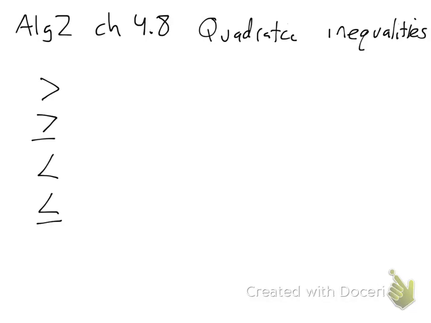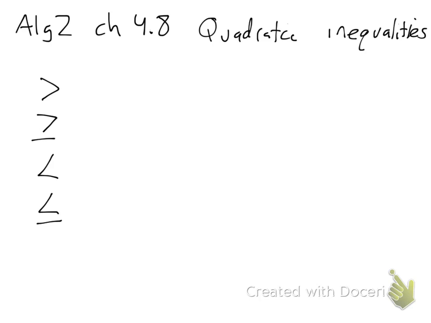Okay, Algebra 2, this is 4.8 quadratic inequalities. So we're going to do two things. We're going to solve them graphically, see what they look like graphically, and then at the very end we will do it algebraically as well.